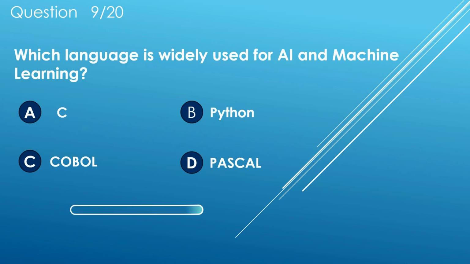Which language is widely used for AI and machine learning? A. C. B. Python. C. COBOL. D. Pascal.